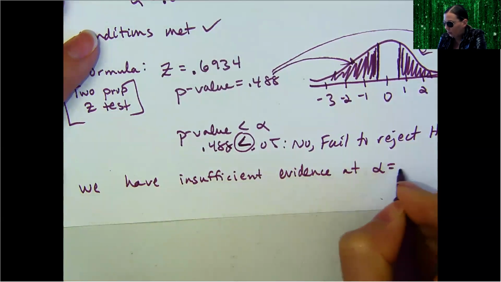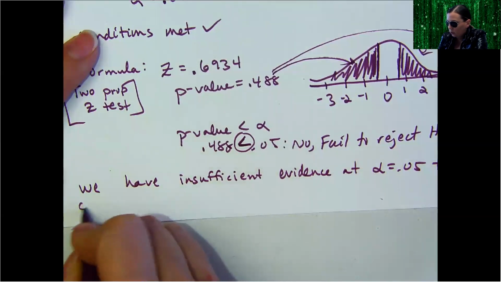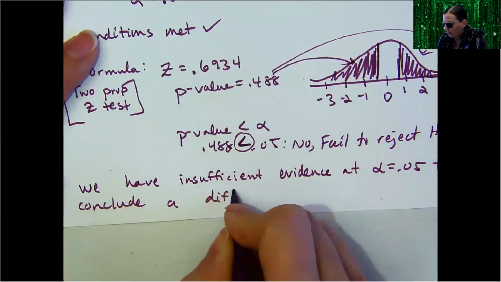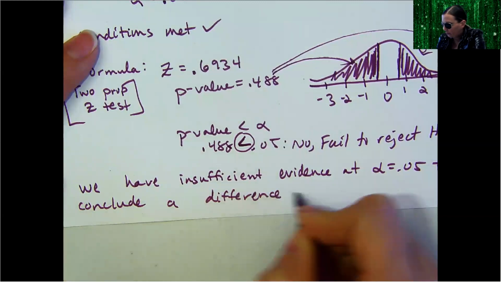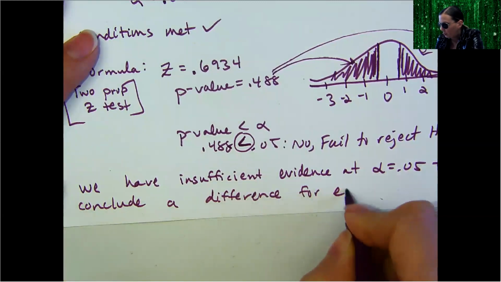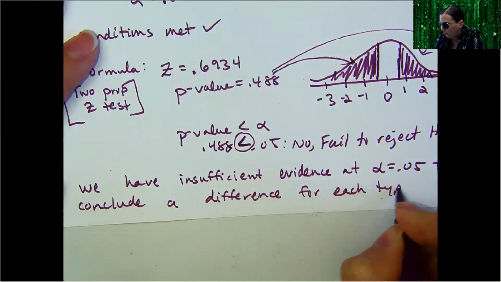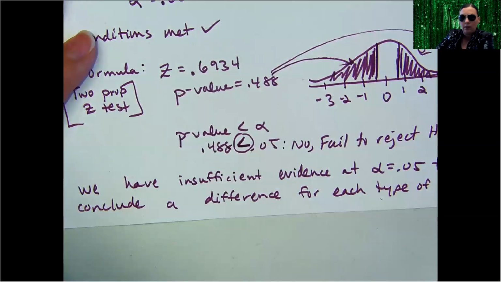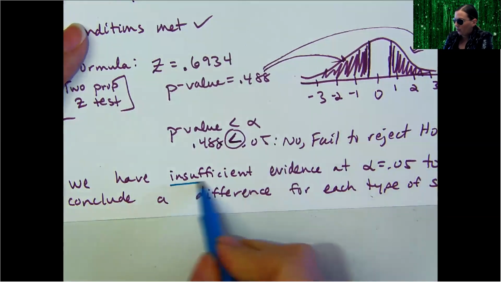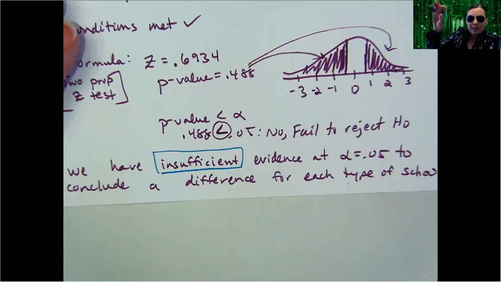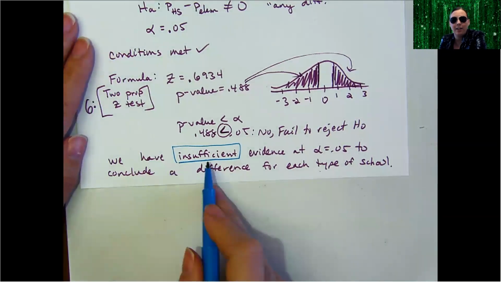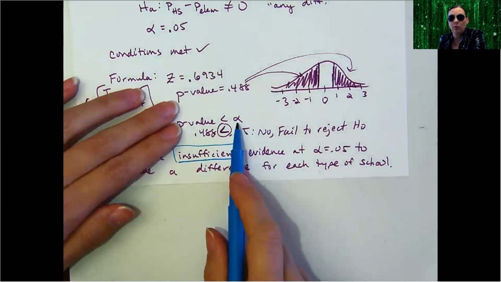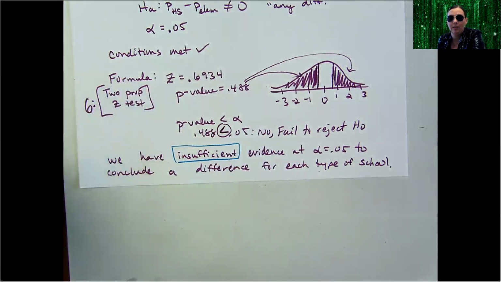At alpha equals 0.05 to conclude a difference for each type of school. Again, the only difference when you're writing these sentences is this word. Either you have the evidence and you would say, I have sufficient evidence, or in this case, we don't have the evidence, so we have insufficient evidence.